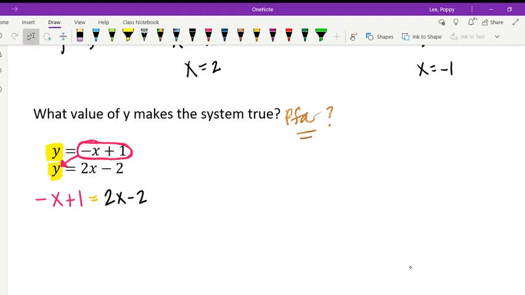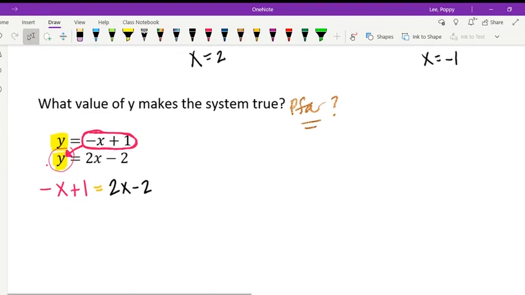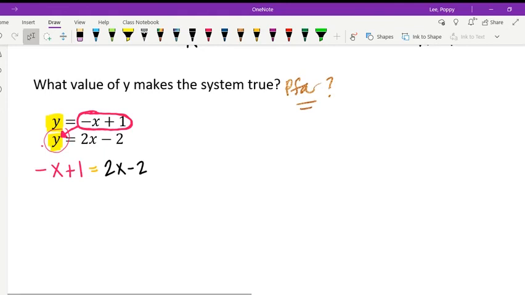So here's the top equation, here's the bottom equation. Whenever I see a y in the second equation, I'm going to plug in the -x plus 1. So I wrote it right down here. And then I brought down the equals 2x minus 2 on the other side. All we have to do is solve for x now. So what I'm going to do is subtract 2x from both sides because I'm going to bring it over here with its friend.